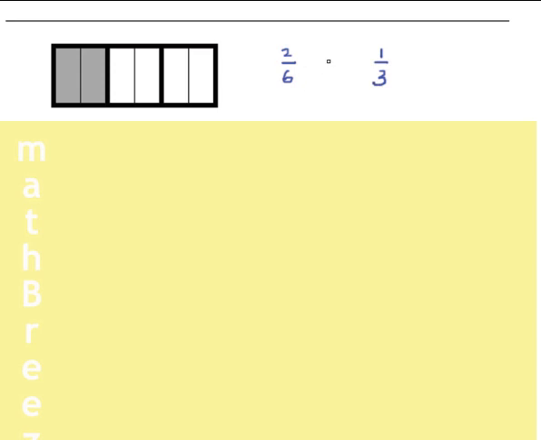So we see from this example that the fraction 2 out of 6, or 2/6, is equal to the fraction 1/3. Both represent this shaded in area. So these are what we call equivalent fractions.